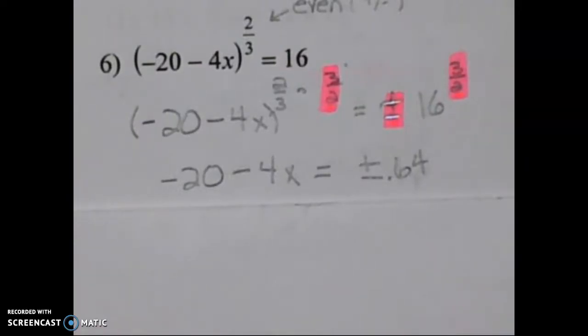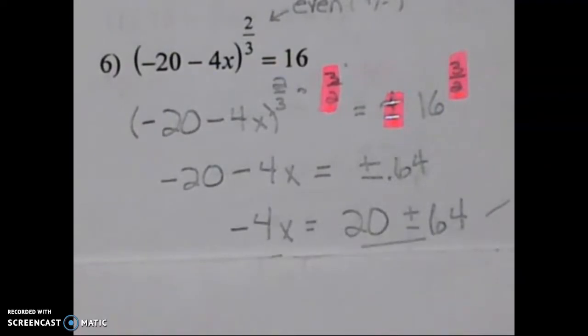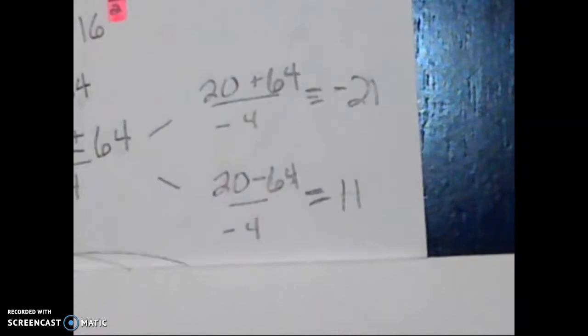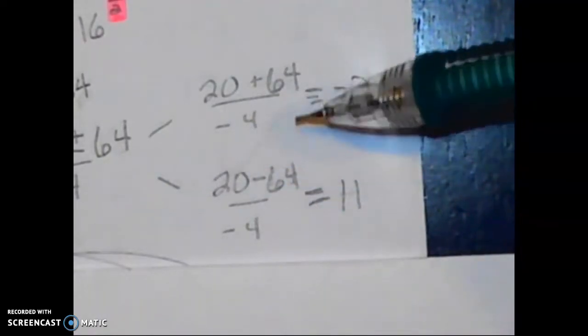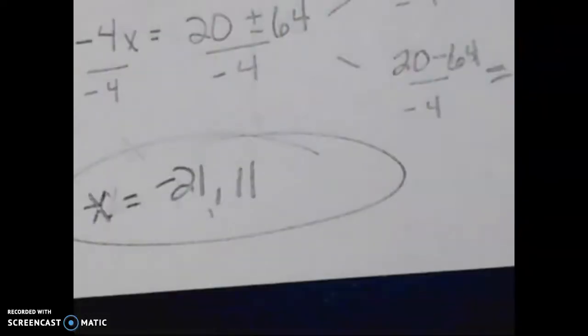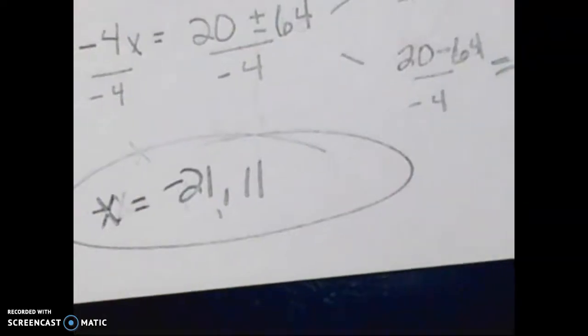Add 20 to both sides. Divide by negative 4 on both sides. This yields 2 answers. 20 plus 64 divided by negative 4. 20 minus 64 divided by negative 4. So you get negative 21 or 11. You can circle your answer. So that's the rational exponent part.